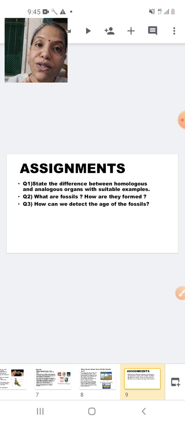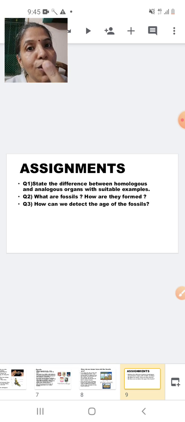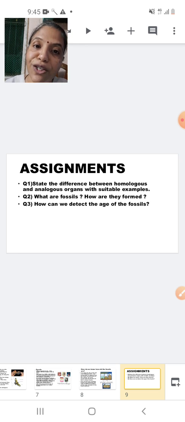For example, the wings of a butterfly, the wing of a bird, and that of a bat, which is called the patagium. I told you the wing of a butterfly is made up of chitin. The patagium is a fold of skin, and the wing of a bird is covered by feathers. They are made up of different things, but they perform the same function. But in the case of homologous organs, they are made up of one thing, but they perform different functions. So it is just the opposite.